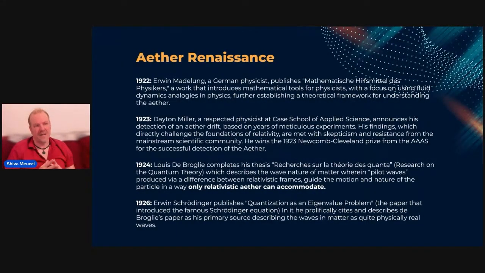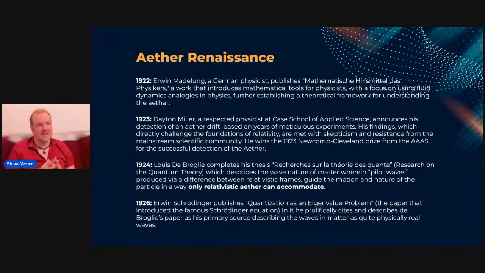1922, Erwin Madelung, a German physicist, publishes Mathematische Hilfsmittel des Physikers, a work that introduces mathematical tools for physicists with a focus on using fluid dynamic analogies in physics, further establishing a theoretical framework for understanding the ether. So understanding that at the same time, there's a change in what's happening in Germany, and German science is starting to dominate in a certain way.